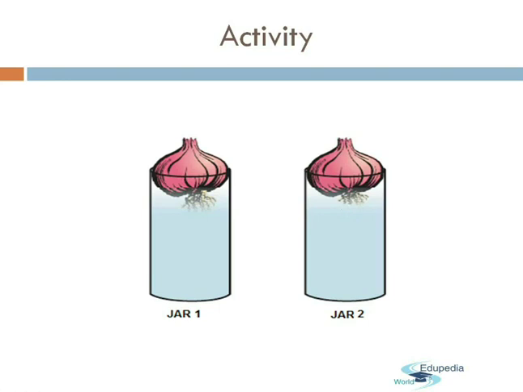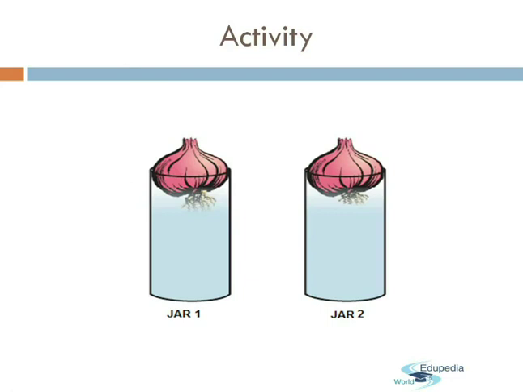Now, it will be seen that the roots of bulb 1, the onion bulb 1, continue to grow after the fourth or fifth day. But the roots of bulb 2 will stop growing. The difference between the two jars is that bulb 1 has the root apical meristem quite intact. But in the case of bulb 2, what has happened? Yes, you have cut the root apical meristem. So, the conclusion will be that the apical meristem is responsible for the growth in the length of the root.